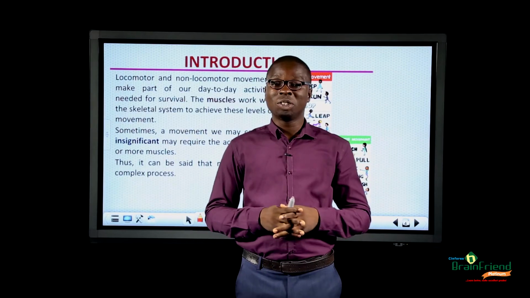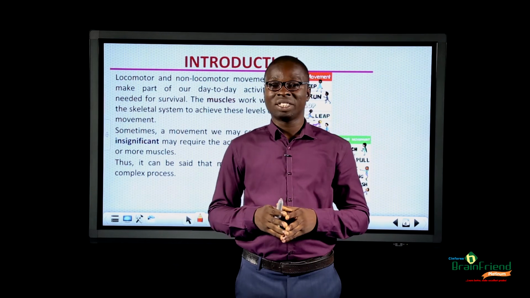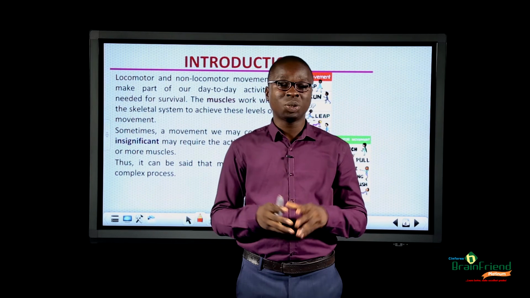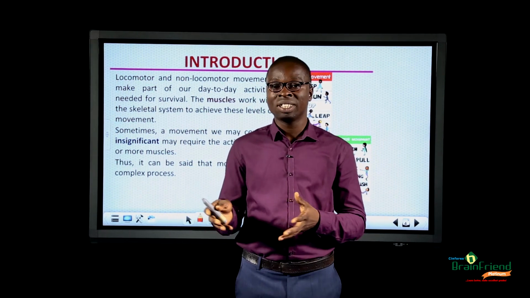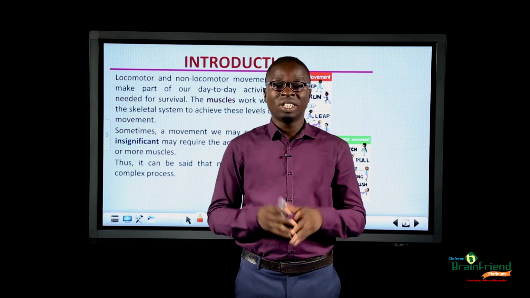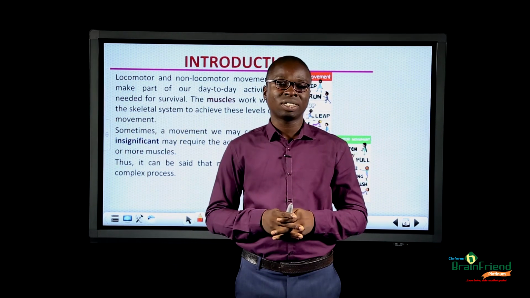Locomotor and non-locomotor movements are essential for our survival. Locomotor movements such as running and walking, as well as non-locomotor movements which require us to move our body parts without changing location, require the action of both the muscular and skeletal system. These two systems of the body work together to achieve movement.